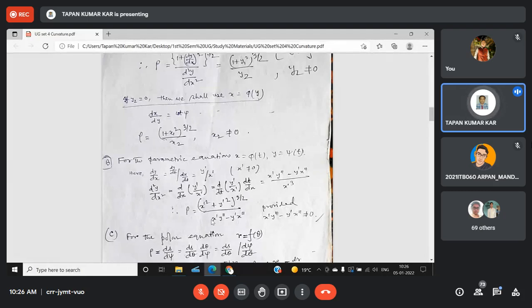It depends on your choice. I will give you examples for using all the formulas that I will derive here. So one formula is for the function y equal to f(x). If it fails, then you can write the function x equal to phi(y), and your formula will be (1 plus x1 square) whole to the power 3 by 2 by x2.